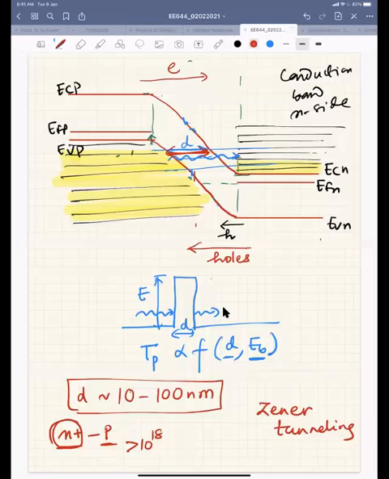So the reverse breakdown, because if you see here, this reverse saturation current is because of tunneling, right? Your electrons are going from P to N because of tunneling, and holes are coming from N to P because of tunneling. As you go on increasing the reverse bias, that means you are pulling this down, exposing more empty states to the P side, right?